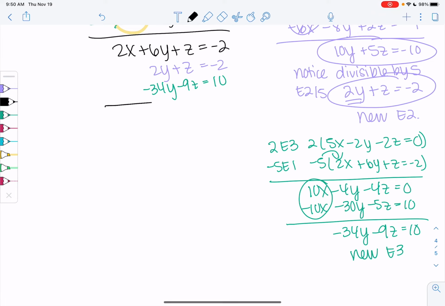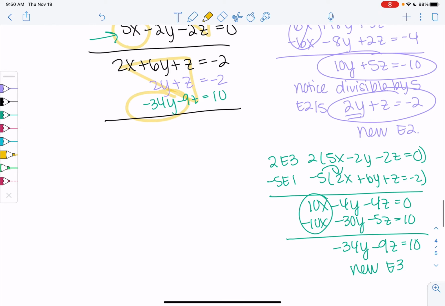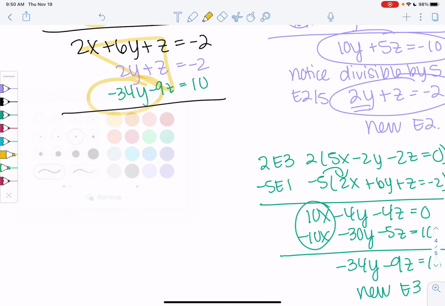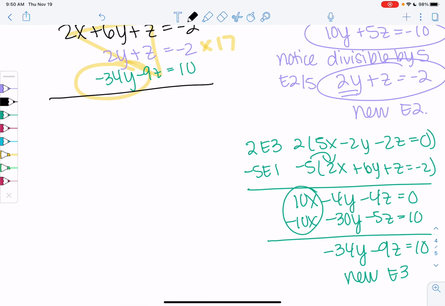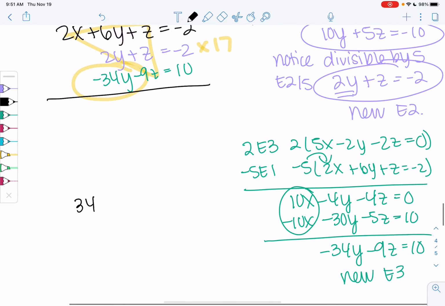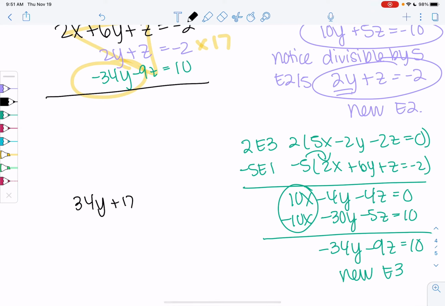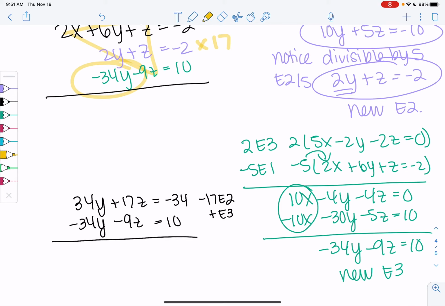And we're almost done. So again, we're trying to get that triangle, so we just got to get rid of the y. So it looks like I could multiply that second equation by 17, because that would be the opposite. It would be positive 34. So we'll do 17 times 2y, which is 34y. 17 times z is 17z, and then equals -34. So that was -17 times E2, and then we'll add it to E3. And the y's cancel out. That was the whole point.